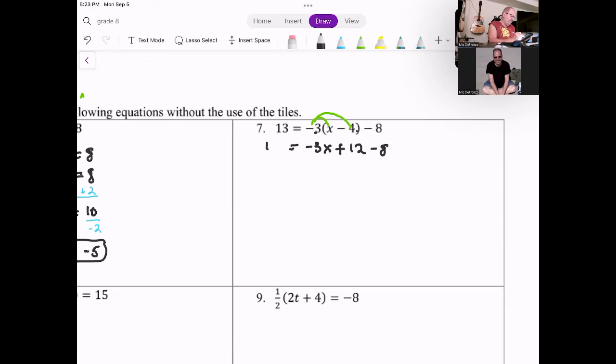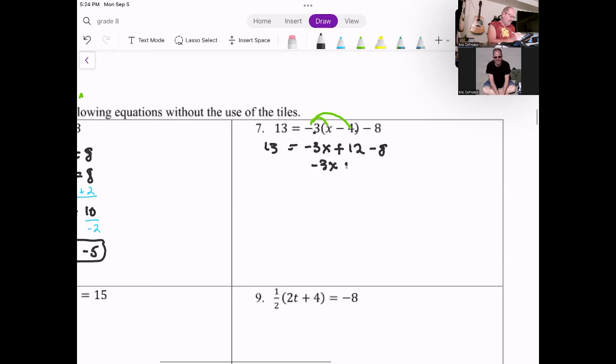And over here, there was still 13. So, like terms now need to be combined. So I have -3x plus 12 minus 8. That leaves 4. And over here, I have 13. Now I'm going to undo that plus 4 with a -4. Subtract 4 from both sides of the equal sign. 13 minus 4 is 9. -3x plus 4 and -4 is just -3x.